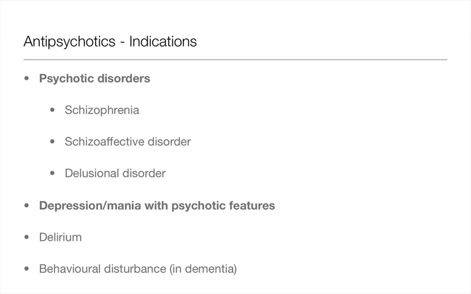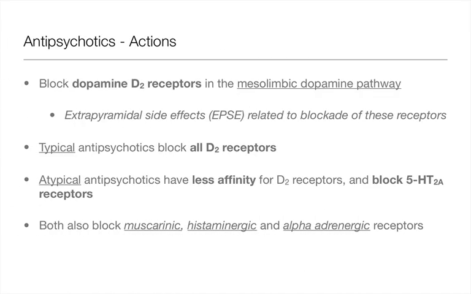Okay, so how do they work? Antipsychotics act by blocking dopamine D2 receptors in the mesolimbic dopamine pathway. Blockade of these receptors leads to extrapyramidal side effects. We'll discuss these in more depth later. So there are two main types of antipsychotics. The first is the typical antipsychotics, which were developed first, and these block all D2 receptors. The second type are atypical antipsychotics. These have less affinity for D2 receptors and so cause less extrapyramidal side effects. Instead, they block 5-HT2A receptors.